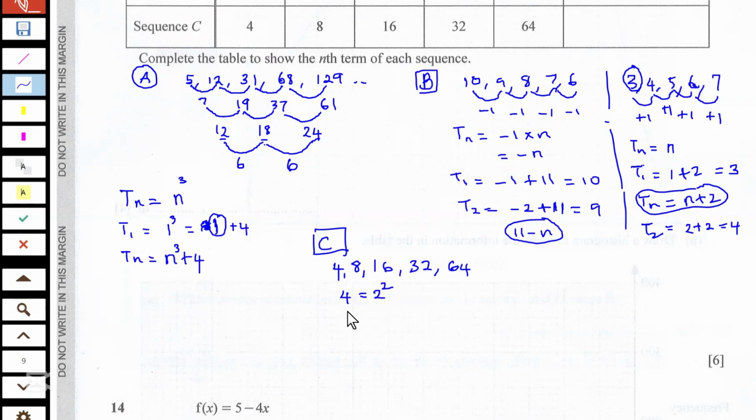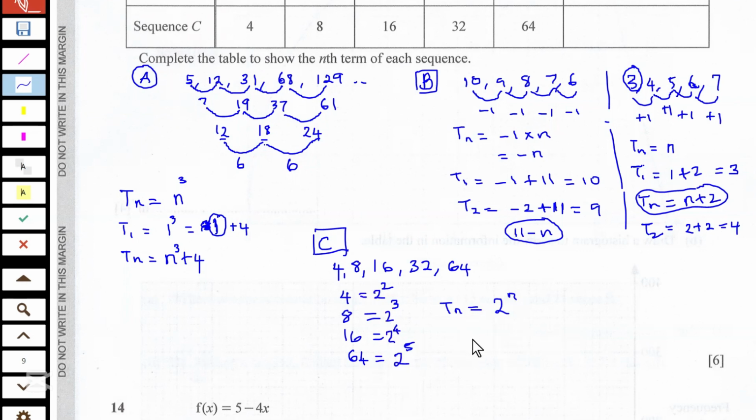2 times 2 is 4. And we can also, so 8 is what? 2 to the power of 3, which is 2 times 2 times 2, 8. Now 16 can be 2 to the power of 4. And then 64 as what? 2 to the power of 5. Okay, so to find the nth term of this sequence, we can now write Tn as 2 to the power of n. They all have a common base, so 2 to the power of n.